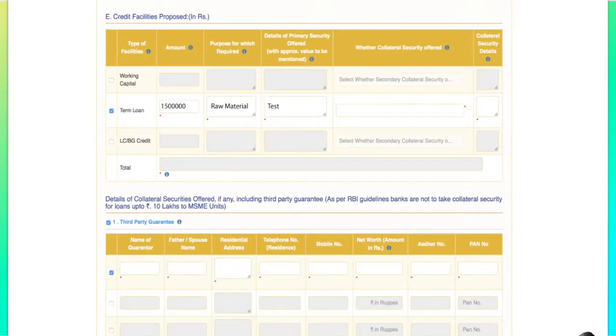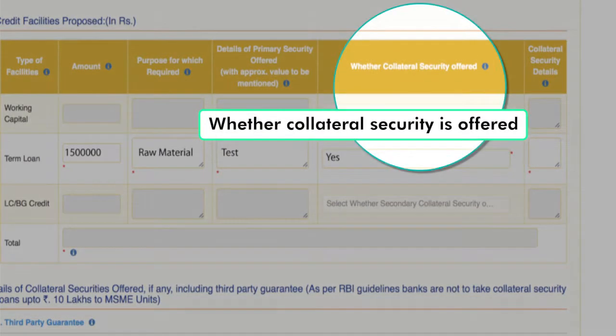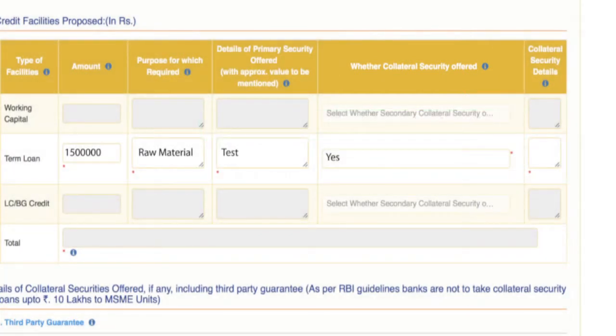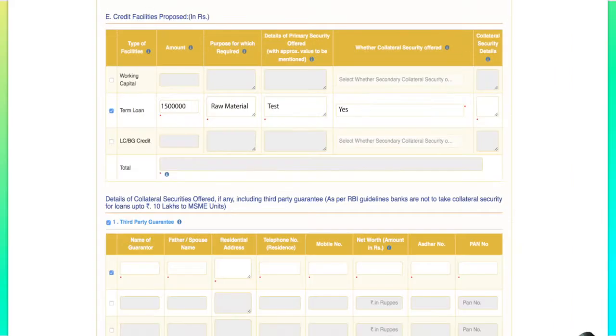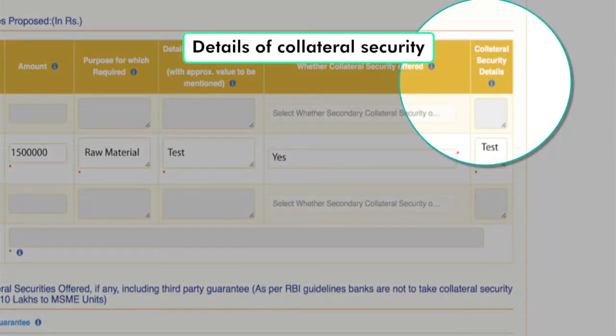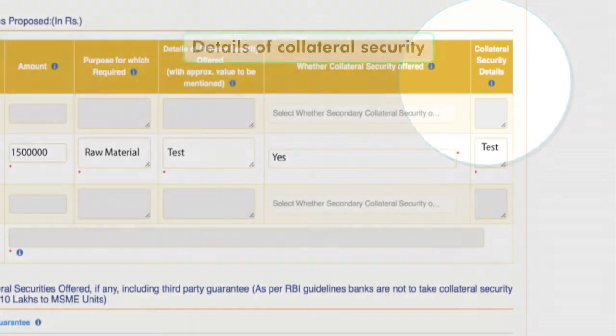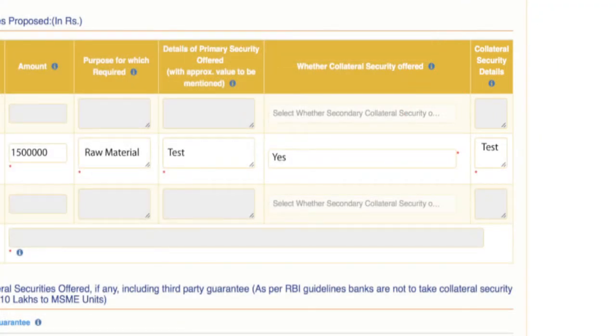If the bank or lender feels that the primary security is not enough to cover the risk associated with the loan, it asks for an additional security, which is called collateral security. It guarantees a borrower's performance on a debt obligation. In this field, the applicant has to select yes or no based on whether collateral is being offered. The type of collateral security that is being offered, say for example residential flat, has to be entered here.